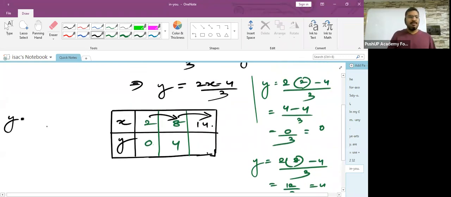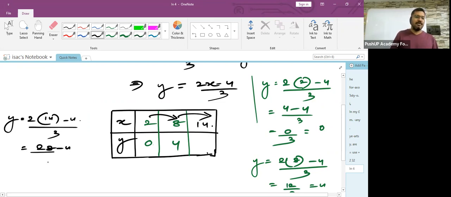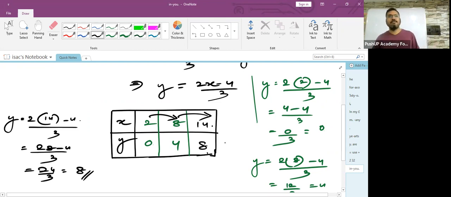y. Exactly, because 2 into 14 minus 4 divided by 3. 2 into 14 is what? 28. 28 minus 4 divided by 3, which is 24 by 3. That is equal to 8. We can get a very comfortable value for variable y also, right?